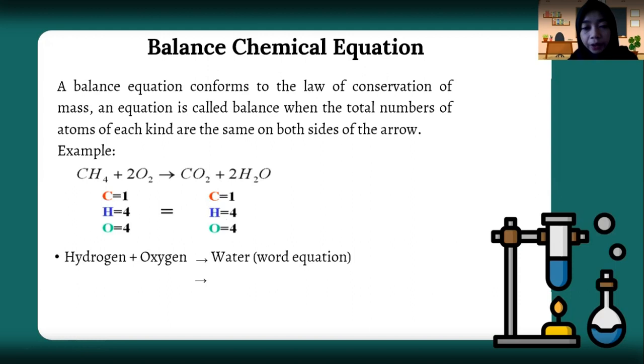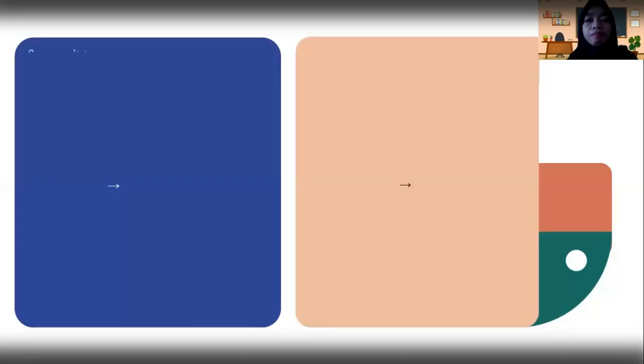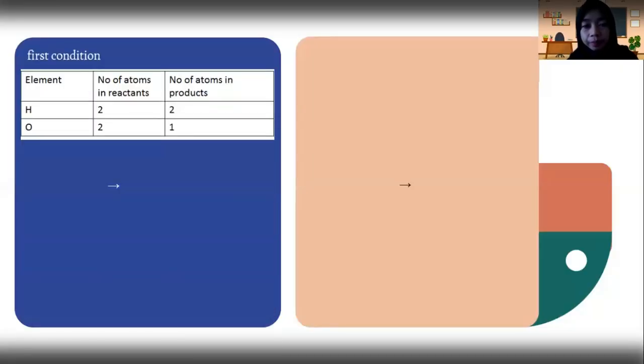See another example: hydrogen plus oxygen produces water in word equation. But how about in formula equation? H2, which is hydrogen, and O2, which is oxygen, produce H2O, or water, in formula equation. But is this already balanced? So let's check. We write the elements here, H and O, and then the number of atoms in the reactant and the number of atoms in the product. Here, H2, we have 2 H, and 2 O in the reactant. And then see the product here, the number of H is 2, which is already the same, right? But O is just 1. It's not balanced yet.